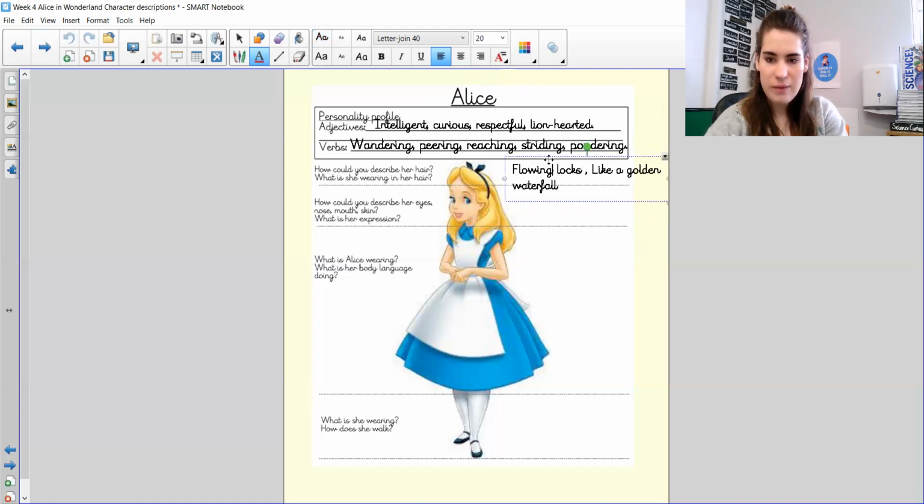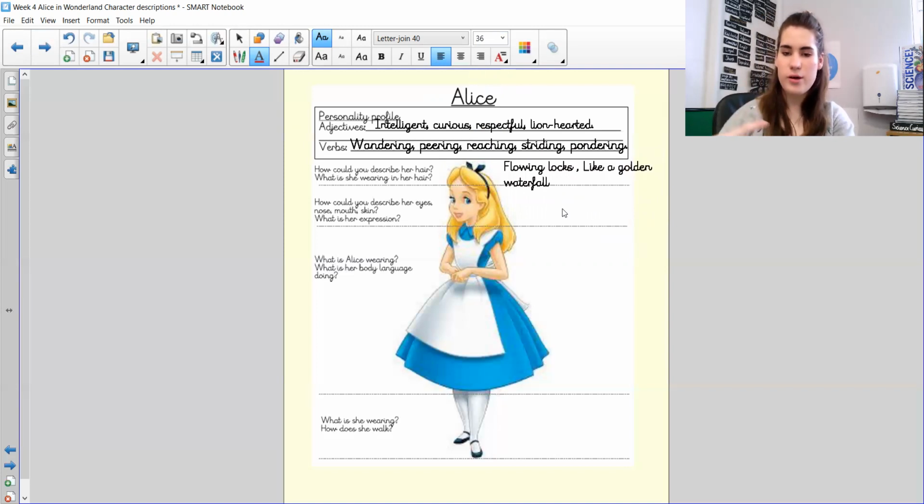In the box a little bit better. Okay, so you can see how I've started to think of words and phrases that I can use to describe her hair.